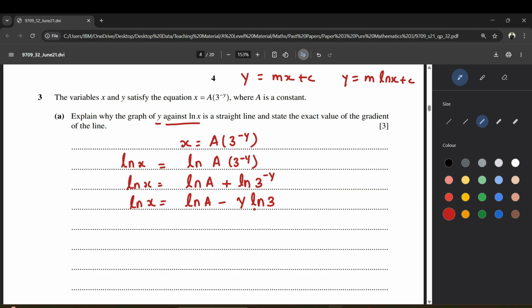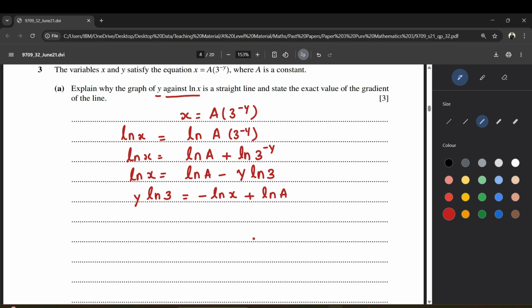Now, definitely, because I want to make y the subject and I want my y to be positive, I'm going to shift minus y ln 3 to that side, and ln x will come onto this side. So this becomes y ln 3 equals minus ln x plus ln a. Now I'm going to divide both sides by ln 3. So I will be left with minus 1 upon ln 3 times ln x plus ln a over ln 3.